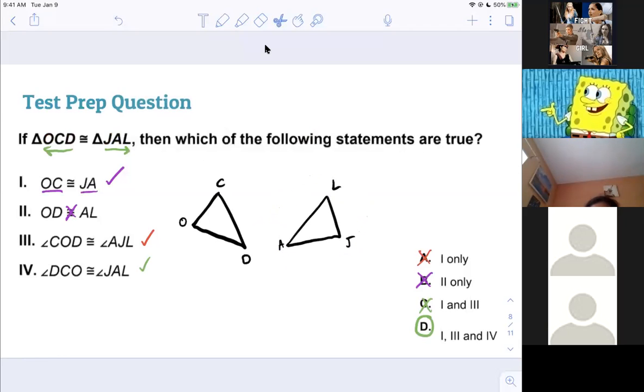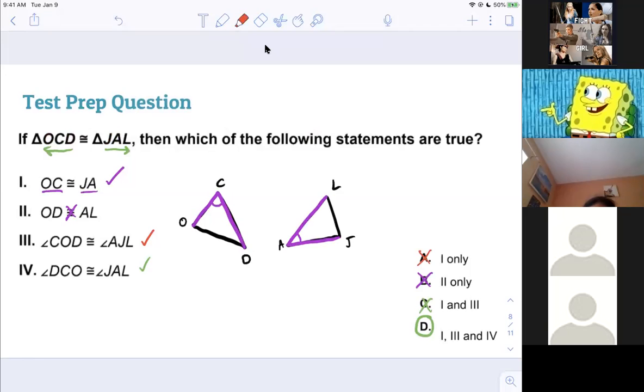So option 4 is saying DCO. So that's DCO, this angle right here. It's asking whether that's congruent to JAL. We want to know if those two are congruent. And I'm going to highlight everything that's corresponding.